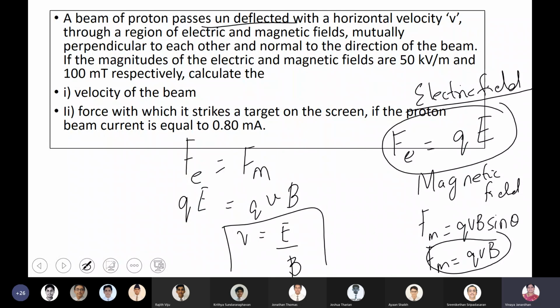The value of E is given as 50 kilovolt per meter, so 50,000 volt per meter. And B is given as 100 millitesla, that is 100 into 10 to the power of minus 3. So E becomes 50 into 10 to the power of 3, and B is 100 into 10 to the power of minus 3. So what is the velocity? What will be the value of v?